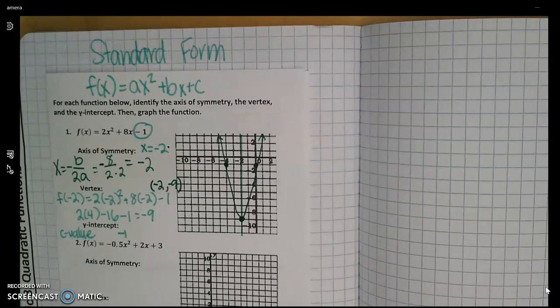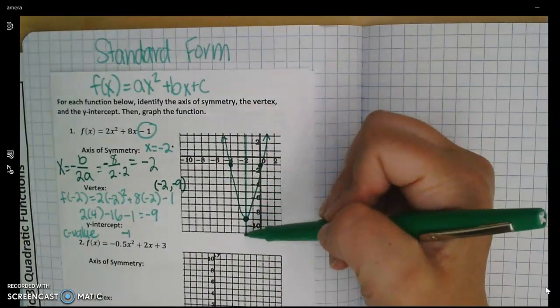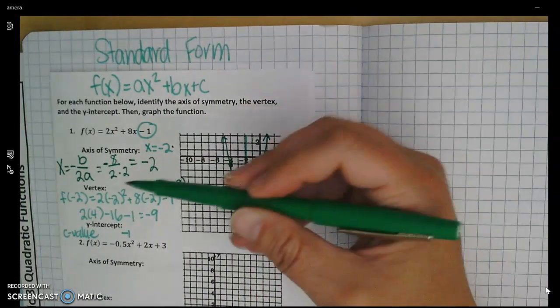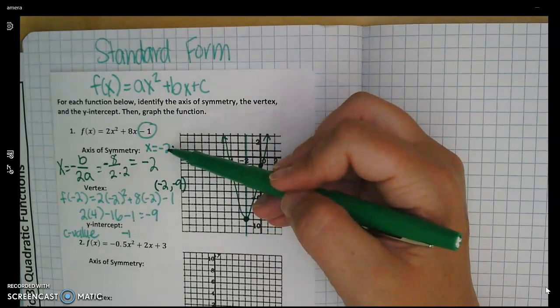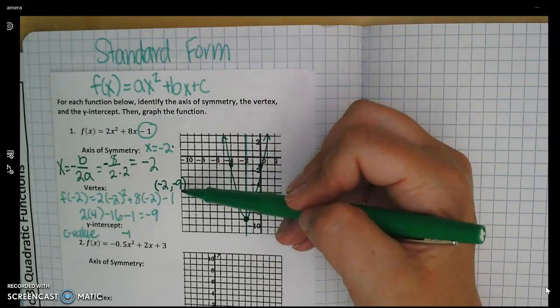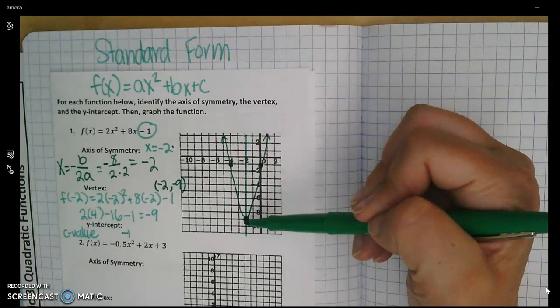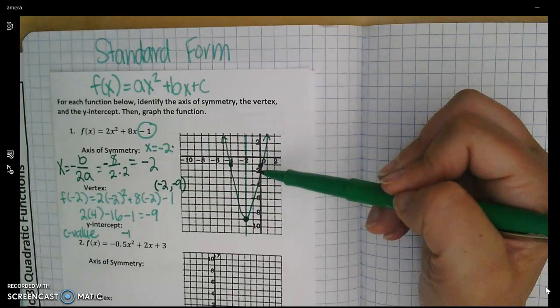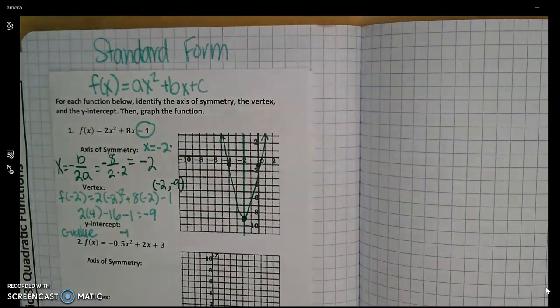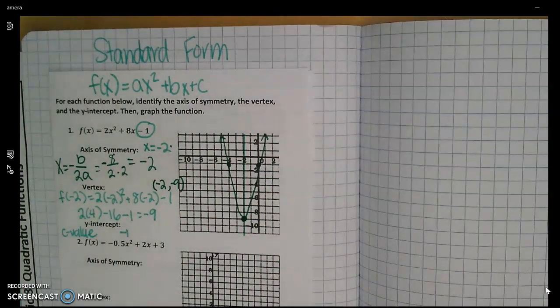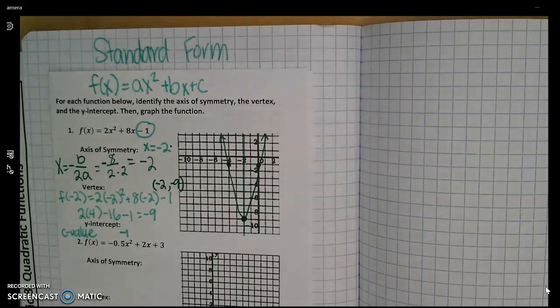Okay, just to recap what we did, we found that axis of symmetry. We used that x value from that axis of symmetry to plug into the function to find the y value. That gave us our vertex. And then last but not least, we used the y-intercept to graph it. Okay? So that is how we graph a parabola using the standard form.